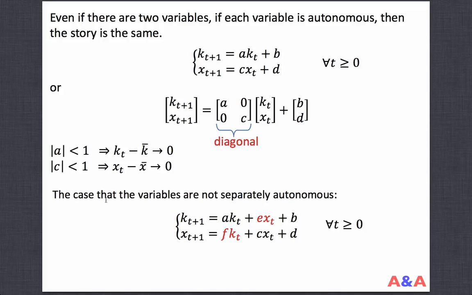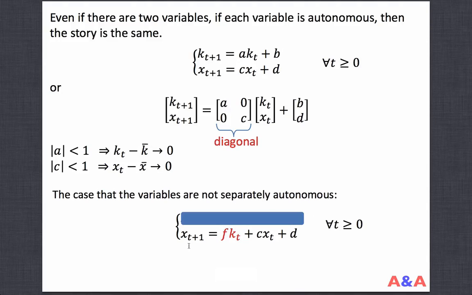Now, the case that the variables are not separately autonomous looks like this. So kt plus 1 is determined not only by kt but also xt, and xt plus 1 is determined not only by the previous value xt but also by kt. Why do I say that this is not separately autonomous? Well, if you just look at the first equation, if you look at the dynamics of k, the rules of transition depend on something that is time variant. Okay? So this system is time dependent.